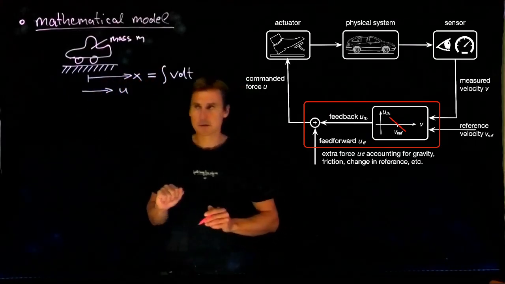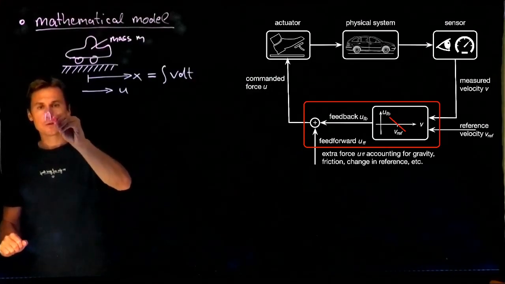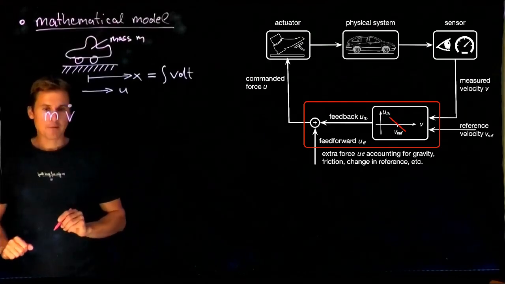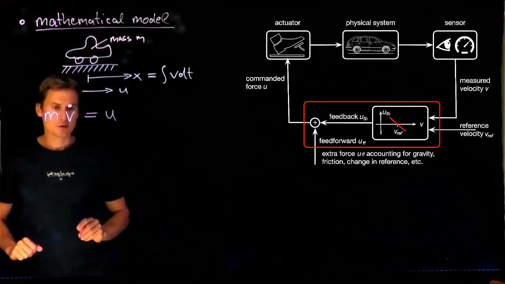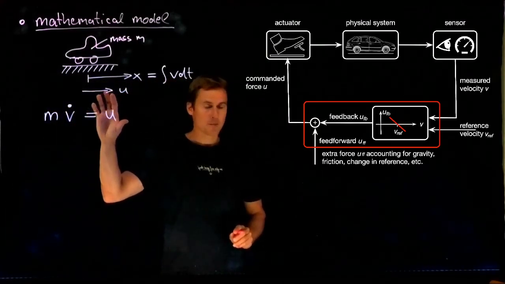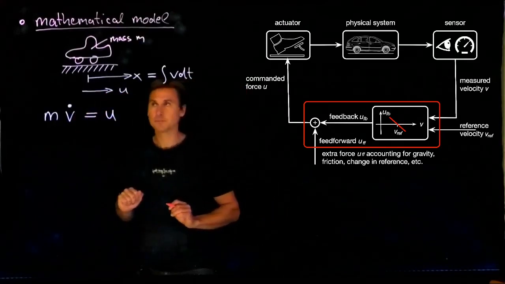And so let me now write down the equation F equal ma, so mass times acceleration, acceleration is change of velocity over time, m v dot is equal to u, which is the force that I command on the car. And that's my model. So as you know, all models are wrong, but some are useful. This is a sufficiently simple model that would do the job, if you want.